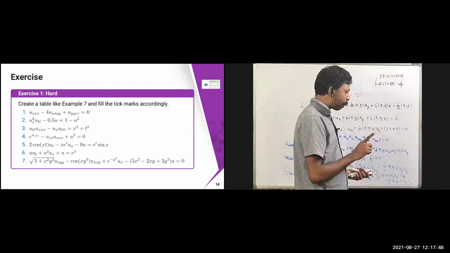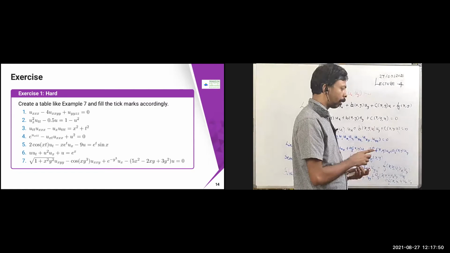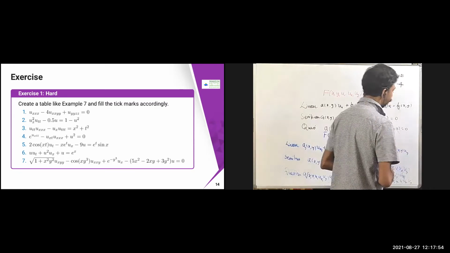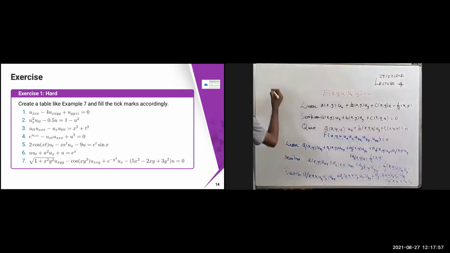And most of the people committed a mistake in the fourth example. In the fourth example, you have made a mistake. See, what is e power sin x? What is e power sin x?